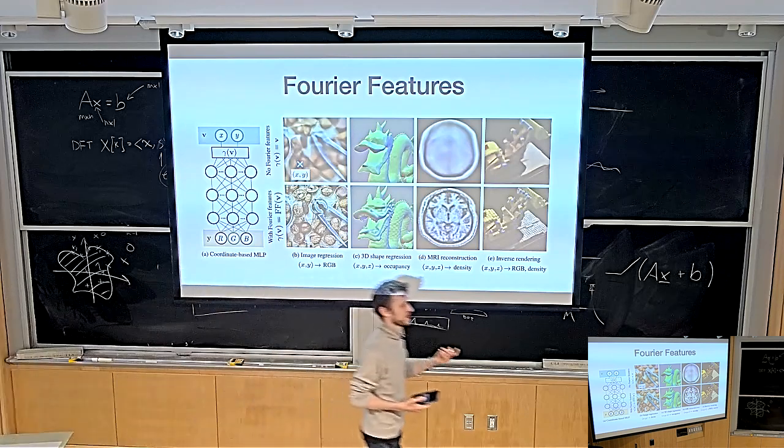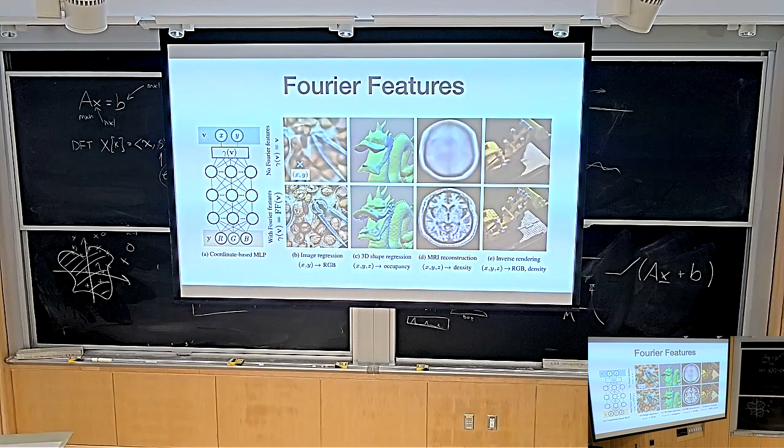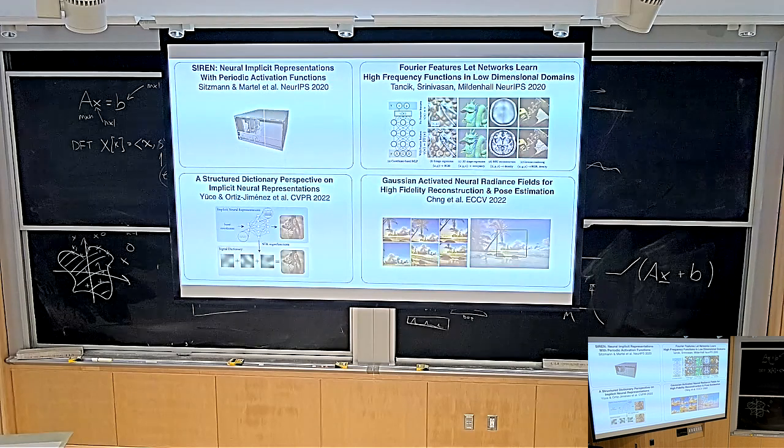They also showed results on different kinds of signals. So here's an MRI image, or here's an image, or here's a signed distance function. Okay, and since then there's actually been a few other papers that do similar things, like a dictionary embedding for each 3D coordinate, or Gaussian. This uses Gaussian activation functions.